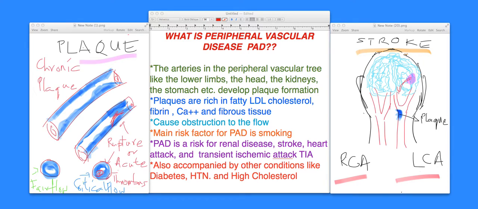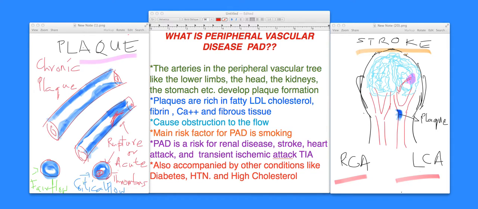One other thing I always like to point out is plaques normally are very rich in fatty materials, specifically the LDL cholesterol, and they have a mix of fibrin, calcium, and fibrous tissue here. So sometimes these plaques could be vulnerable and they can break open. And when they break open, it's called the rupture of a plaque, and there is an acute thrombus or a clot that can form that can compromise an intraluminal opening from here to something looking like this.